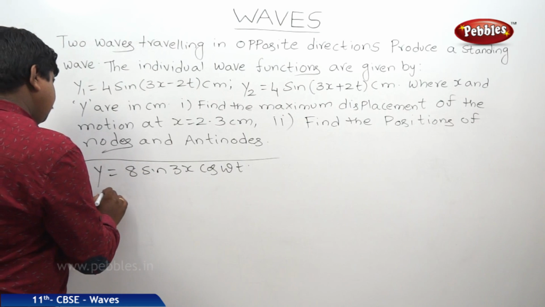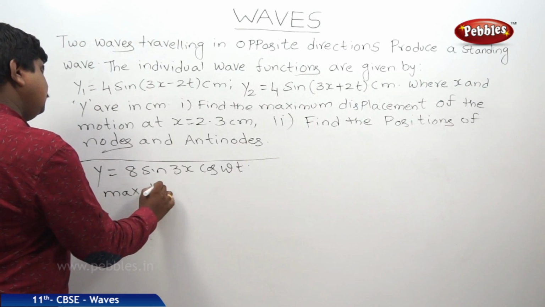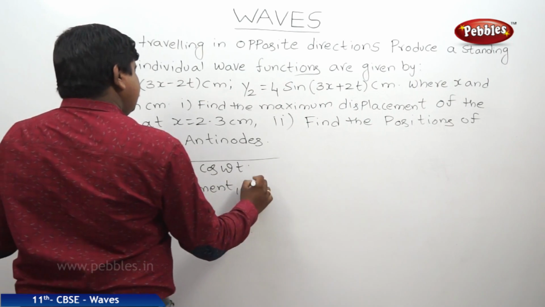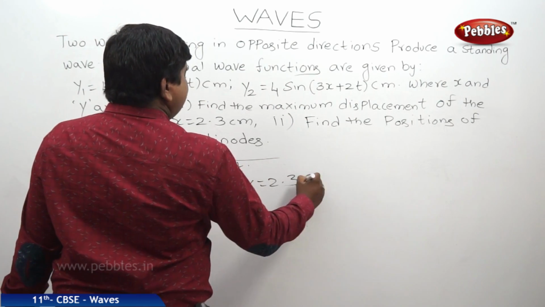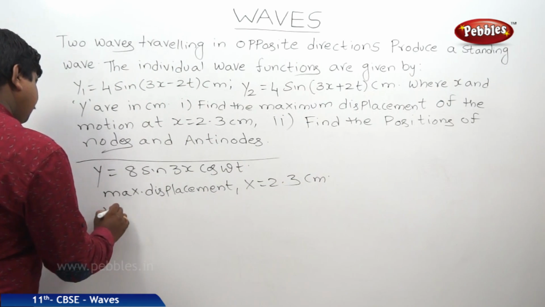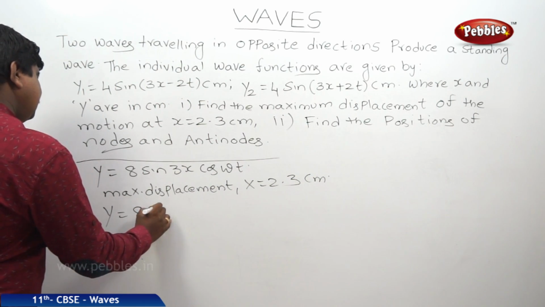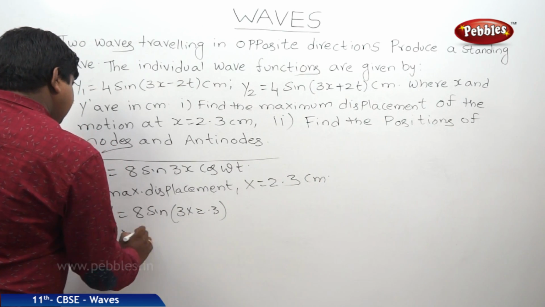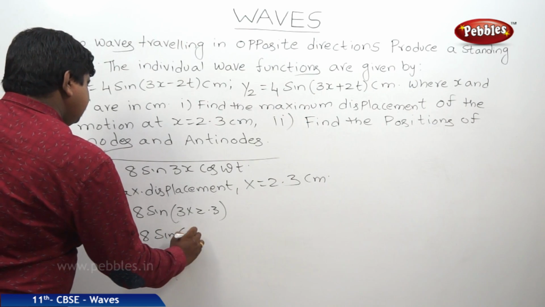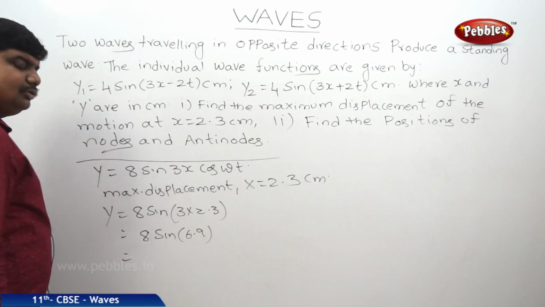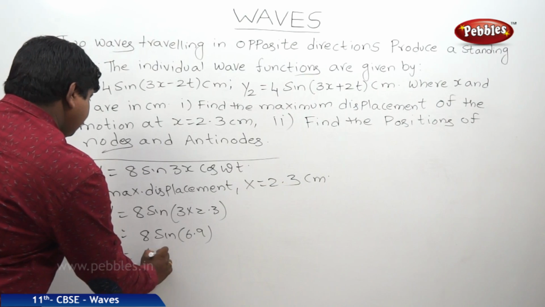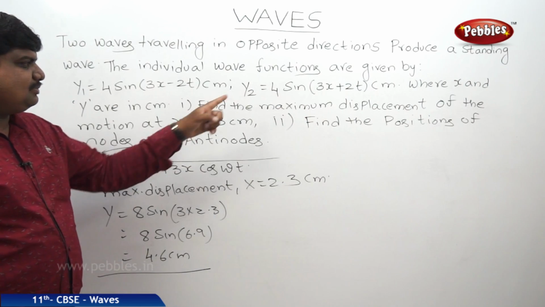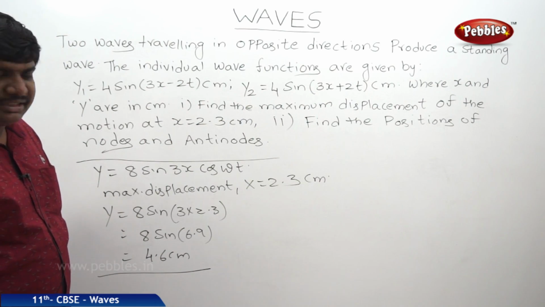Here x is equal to maximum displacement at x = 2.3 centimeters. Therefore, y = 8 sin(3 into 2.3). Therefore, it is 8 sin 6.9. So, the answer is 4.6 centimeter. This is the maximum displacement at x = 2.3 centimeters.